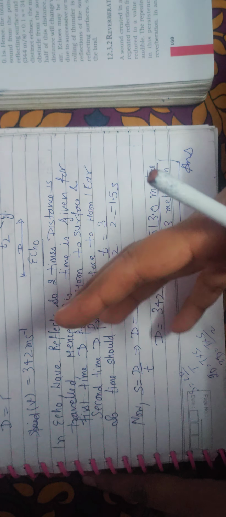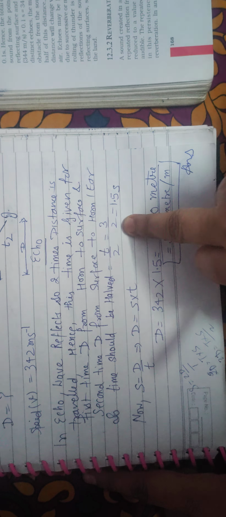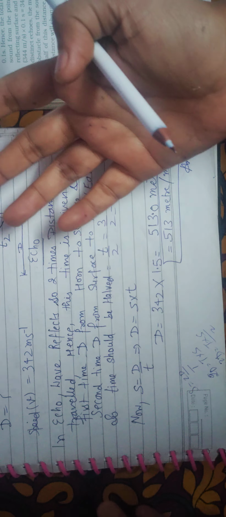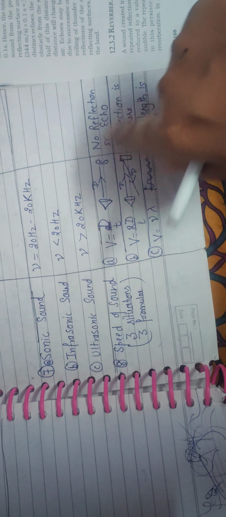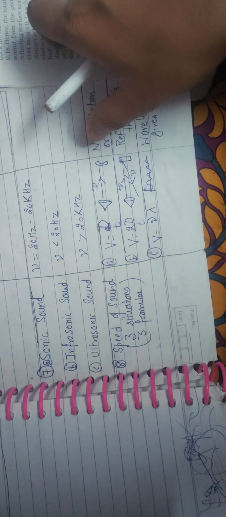You have to understand the concept. That's why I have done this. Otherwise, the formula I have given you, that if echo is given, then you have to apply this formula. Okay, this formula 2d by t. I have already told you, if reflection is given, if echo is given, then 2d by t you will do.